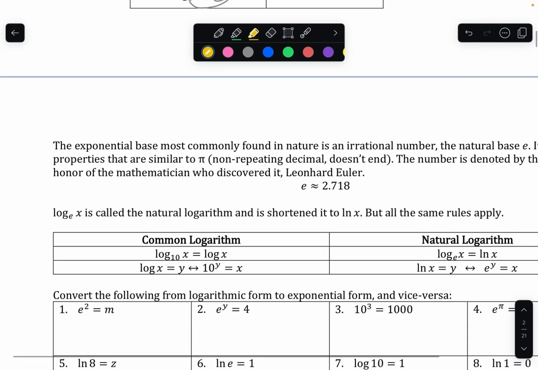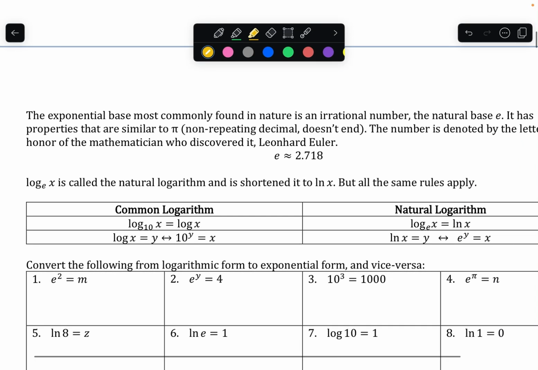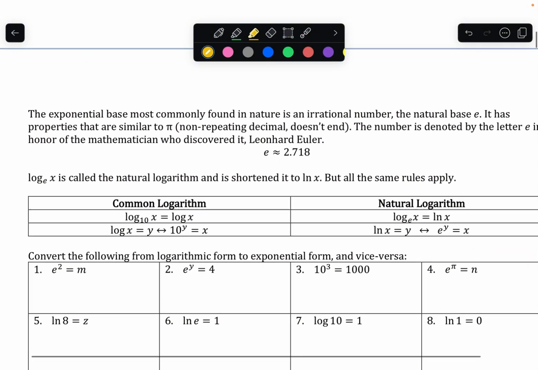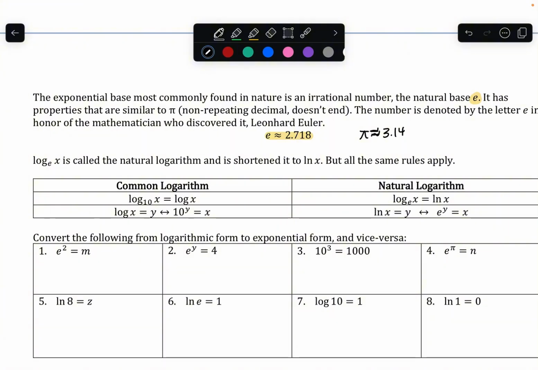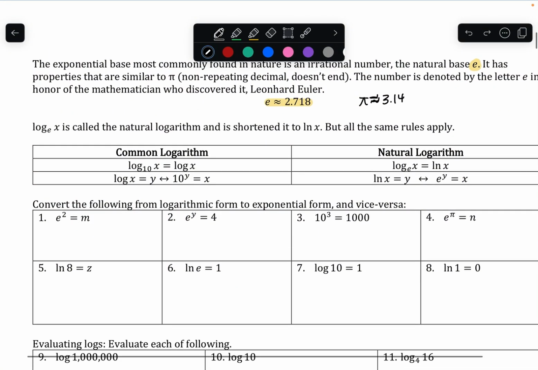Okay, another important log, we've talked about common log, but another important log we need to talk about is natural log. And so the exponential base that's most commonly found in nature is the natural base e. And so e is approximately 2.718. It doesn't end there. It's kind of like pi. So just like we know pi is approximately 3.14, e is also a famous constant. So you can't use e as a variable, which is why you don't usually see e written as a variable, because it's a number. It's a famous constant. And it actually comes from Euler, and that's why we use the e.